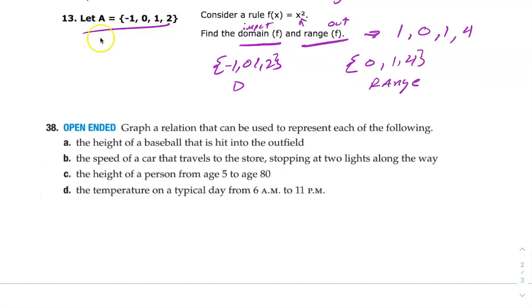So domain is the input, so I'm plugging these in. That's my domain. Range is the output. So when I plug these into the equation, what do I get?